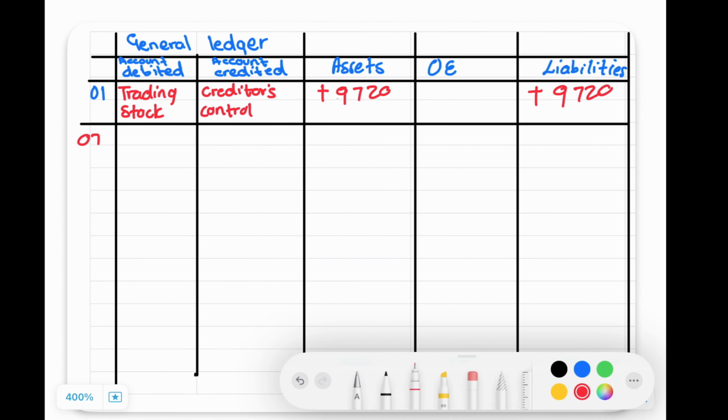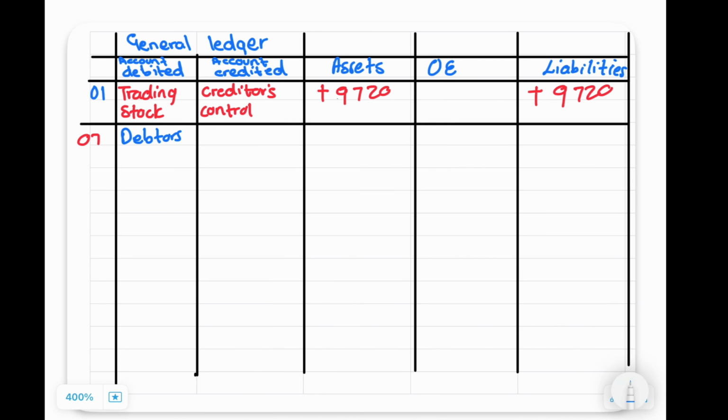Okay, so on day 7, the account that is debited, we said, is going to be debtors control because our debtors are increasing, or the value owed to us by the debtors is increasing. And then the account which will be credited is petty cash, because our petty cash is decreasing since we are paying money out of that account.